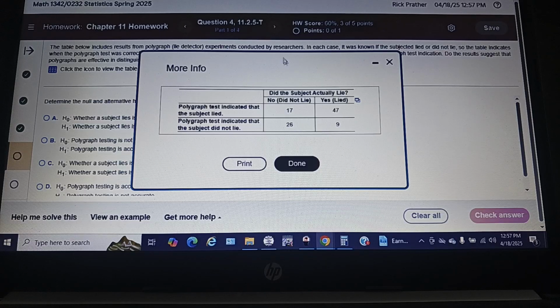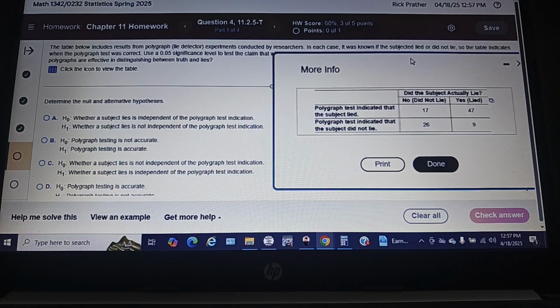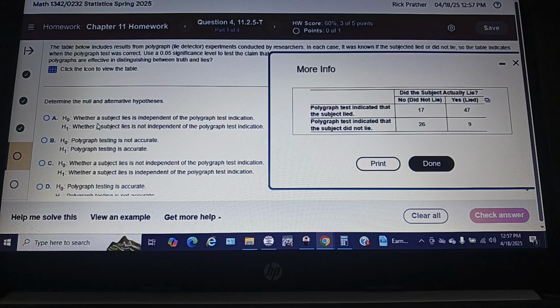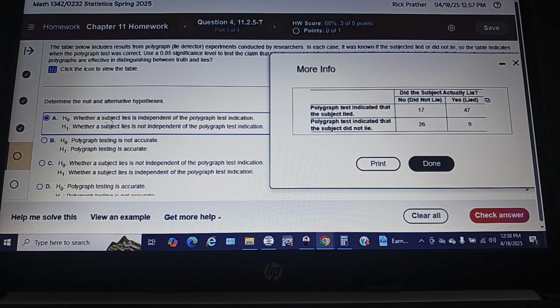So some people call this the test of independence. The null is always that whatever the first topic is independent of the second topic. And then the alternate is that it's not independent, or you could say it's dependent. So the null and alternative is definitely A. We always put independent in the null and either not independent or dependent in the alternate. You would never put not independent in the null, and we don't say accurate or inaccurate either, so it's definitely A.